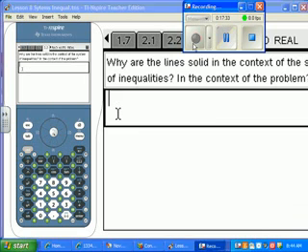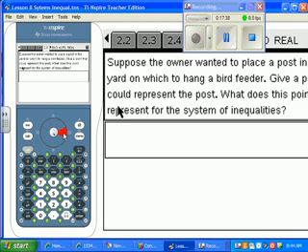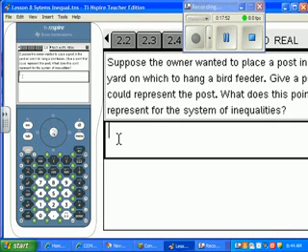So now from next to this. Okay. We're not going to worry about this page. I want you to skip right over that. Suppose the owner wanted to place a post in the yard on which to hang a bird feeder. Give a point that could represent the post. What does this point represent for the system of inequalities? So remember those points we just talked about that were solutions? Okay, so I want you to give a point that would be a solution. And what does it represent? I just said it 3 times. A solution. Okay? Just give one of those points.